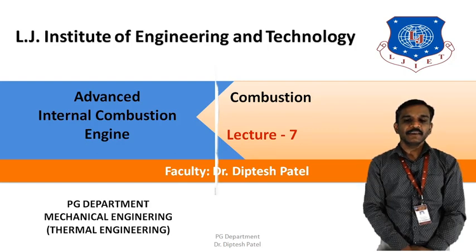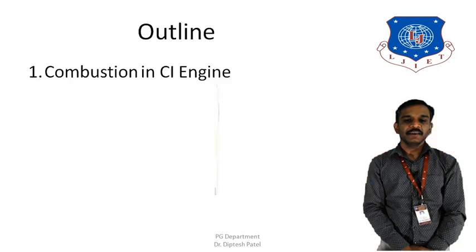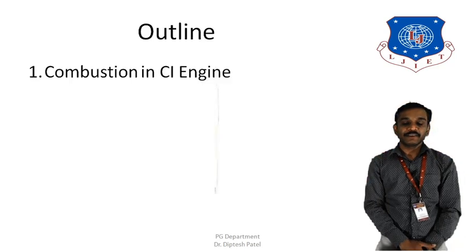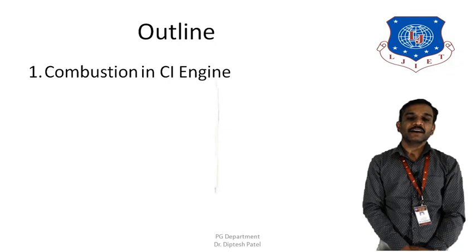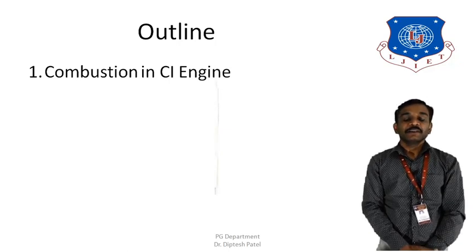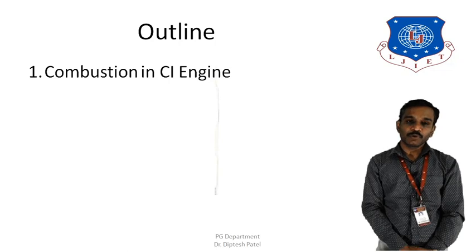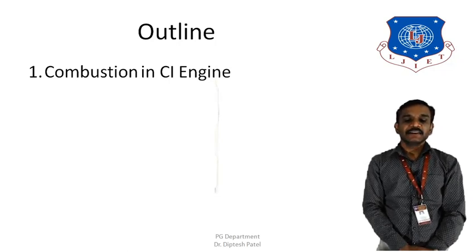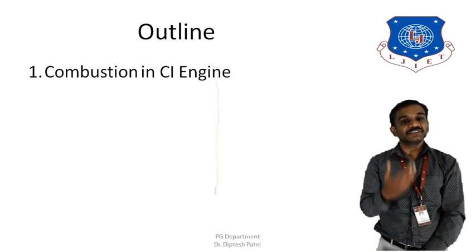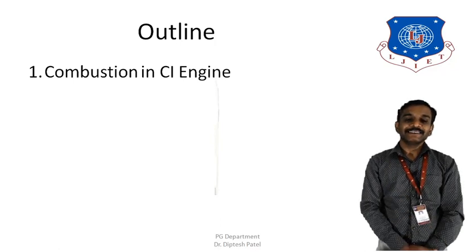Basically, in the previous video session, we went through the combustion in the SI engine, and in this video session, we are going to go through the combustion in the CI engine. Now, the combustion in the CI engine is a lot more complicated compared to the SI engine, because in the SI engine we provide the spark to the mixture of air and fuel, and that initiates the combustion. But in the CI engine, the combustion begins spontaneously without any need for an external device.